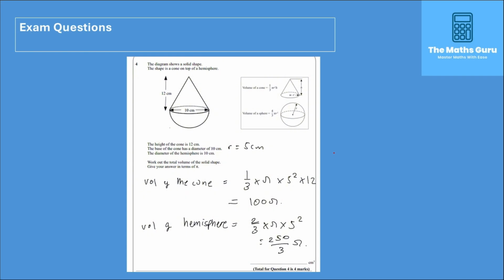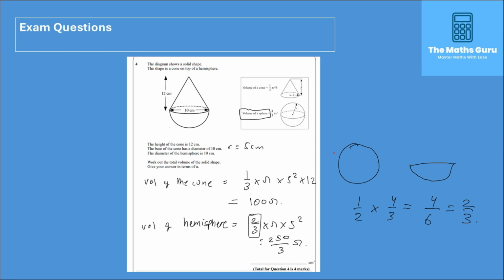So, adding these together, oh, I forgot to mention why this is 2/3 here. The volume of a sphere they've given us here is for the whole sphere, and our hemisphere is simply a half of that sphere. So a half times our 4/3 is going to give us 4/6, which is equal to our 2/3. Hence the formula is 2/3 times pi times 5 squared.